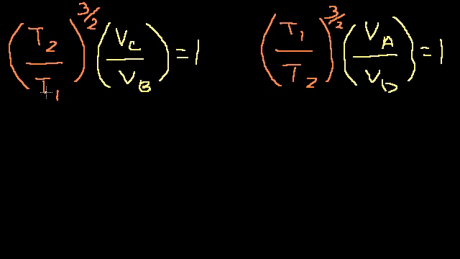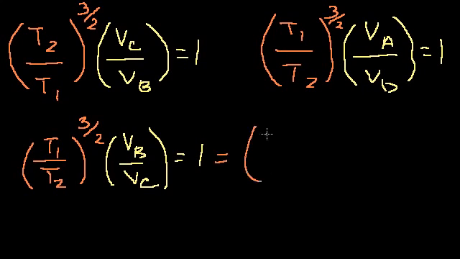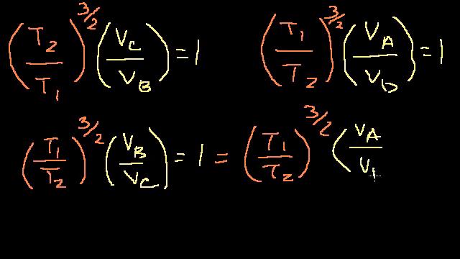So obviously, if we take the reciprocal of this, we could just say this is T2 over T1 to the minus 3/2 power, which is the same thing as T1 over T2 to the 3/2 power, right? That's just the reciprocal. And we're taking both sides to the -1 power, so we're going to have to take this to the -1 power, VB over VC. And when you take the reciprocal of 1, that just equals 1. That still equals 1. And which this also equals. So we could say that equals this thing over here. So that is equal to T1 over T2 to the 3/2 power times VA over VD.